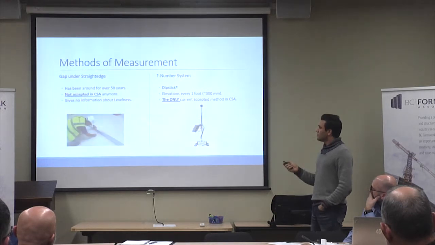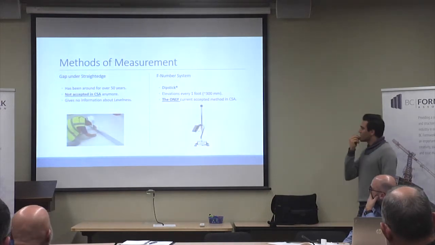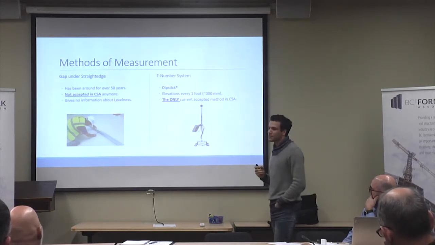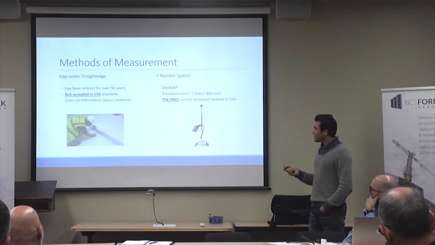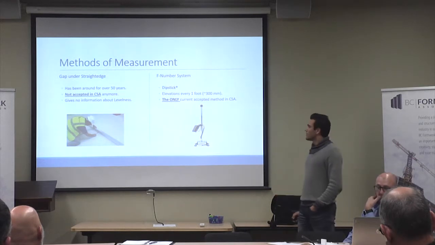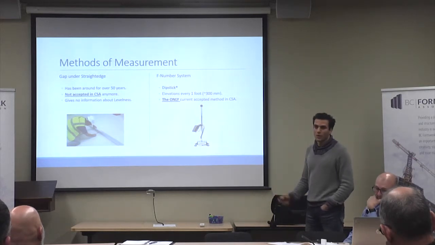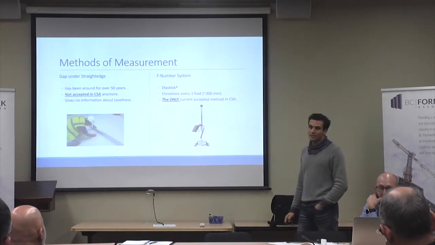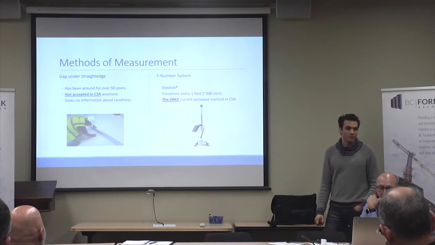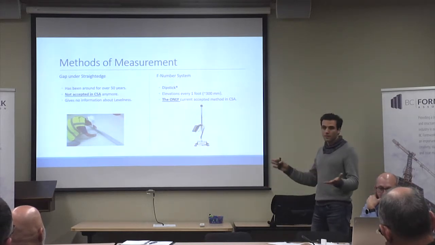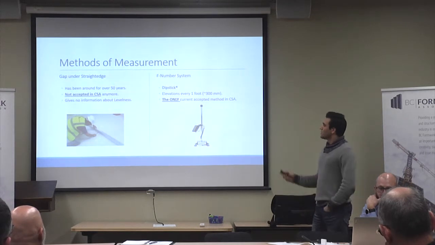Now, there are 2 methods of measurement, exactly as Chris mentioned. There's the straight edge, gap under straight edge, and there is the F number system. The straight edge has been around for more than 50 years, and almost everyone is aware of it. However, some people are still not aware that it's no longer accepted based on CSA. They're still putting it in the specifications, I don't know why.